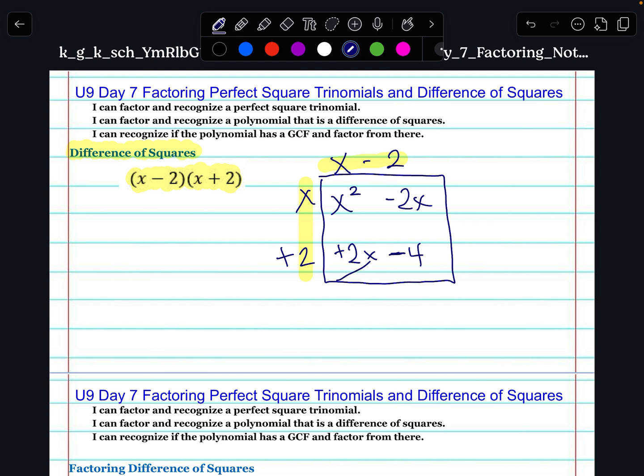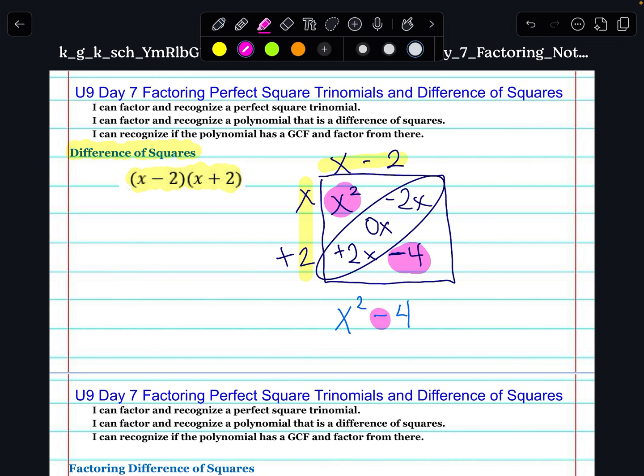Is that these two terms right here, and I think you remember, they cancel each other out. So if you are going to do the box method on this, this is a 0x that's in the middle. And the factor, the whole quadratic that we get out of it, is just this x squared minus 4. So today's assignment is you'll see a lot of these perfect squares of x squared minus 4. And it's called difference of squares because of this minus in between.